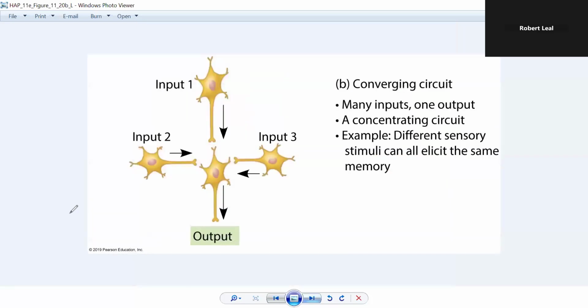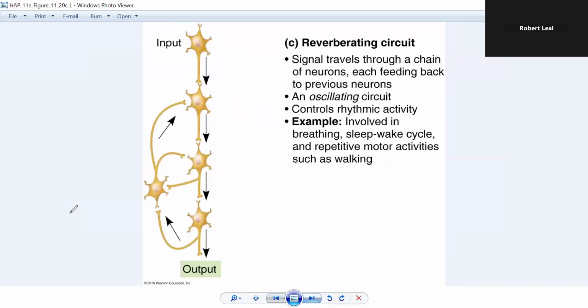We already saw a converging circuit from many to one. Some circuits may be repetitive, like repeat. So here you're looking at a reverberating circuit where the information is going repetitively through these neurons. Examples, when would you want to repeat something? Well, breathing. Also, things like communicating to muscles that you're involved in walking to repeat the walking pattern.